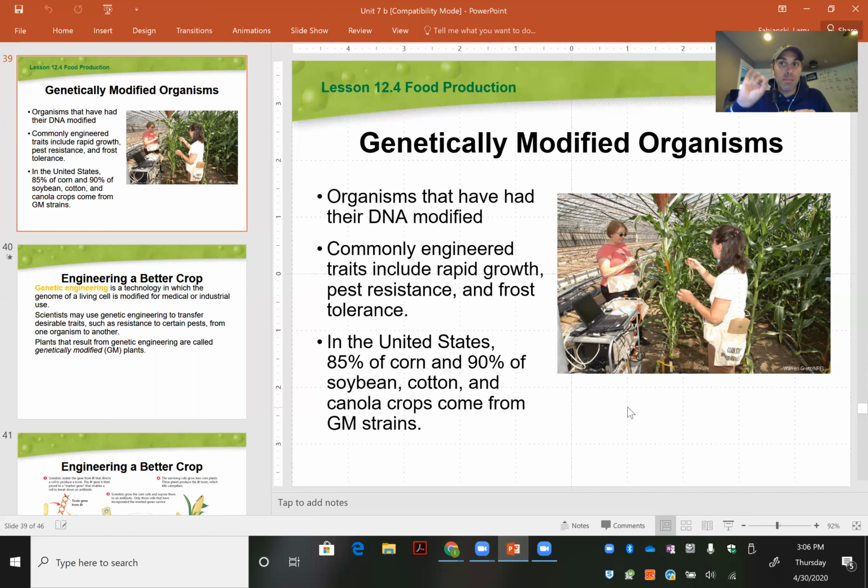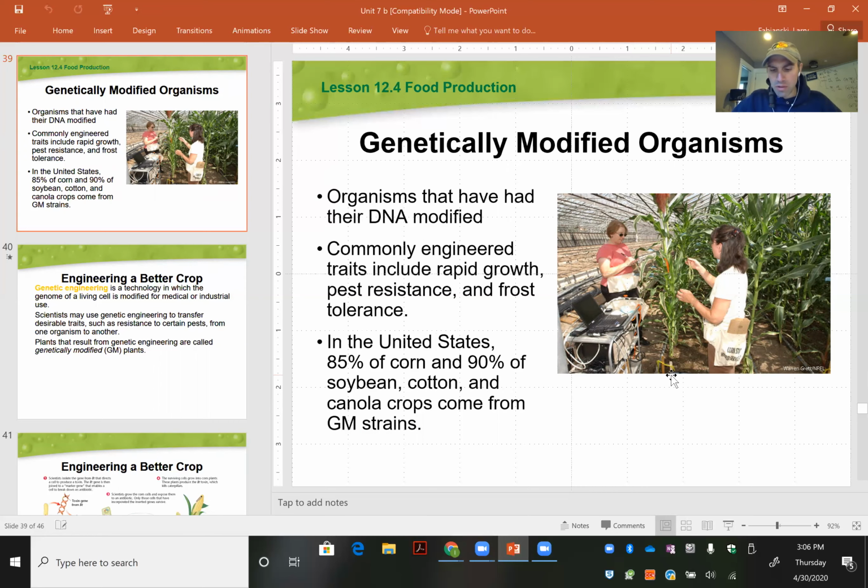So we're taking pesticide genes and putting them in the crops. We're modifying organisms, plants, in such a way that they are not the pure strain anymore. They're not the pure crop. Okay, they're genetically engineered to grow quicker, to be pest resistant, to be frost tolerant, to have better, stronger fruit. Okay, you're changing the genes. That's what it means to genetically modify an organism.